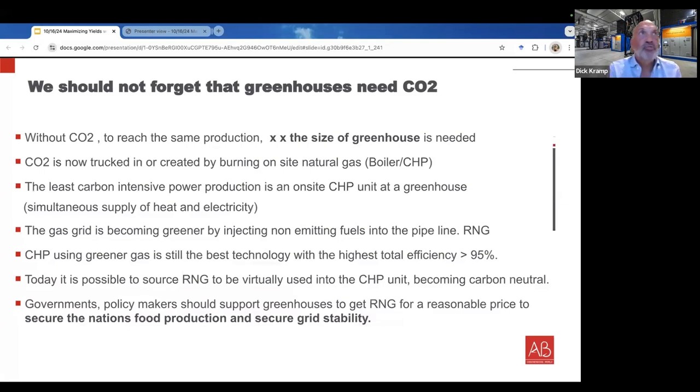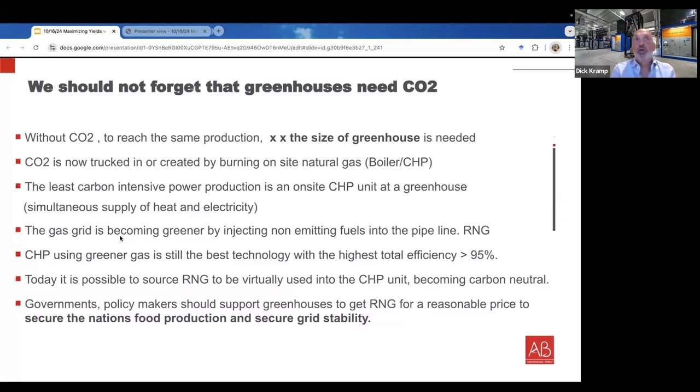Also, the CO2 that doesn't have to be trucked in is available from the CHP. At the same time, the gas grid is becoming greener because we also supply biogas upgrading systems, that upgrade biogas to renewable natural gas. So the gas grid gets more and more green by the injection of renewable natural gas into the pipeline. CHP using greener gas is still the best technology and the highest total efficiency, higher than 95%, like I said.